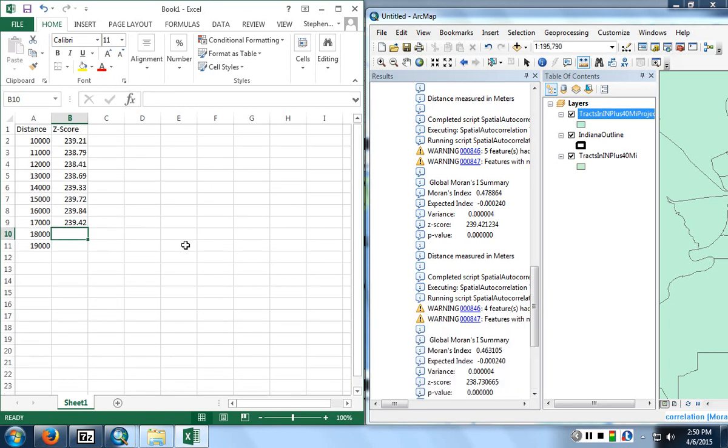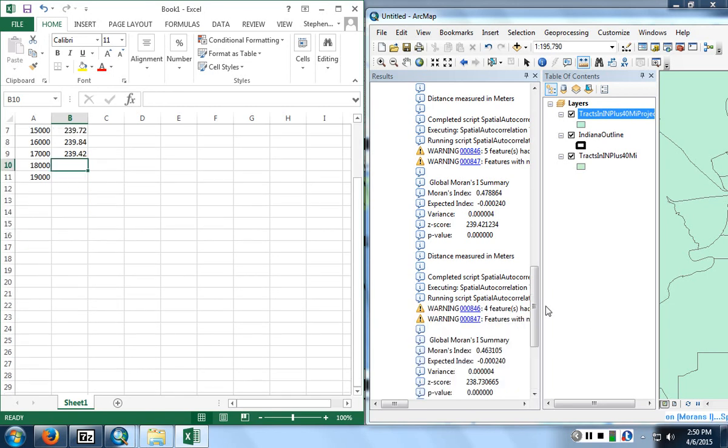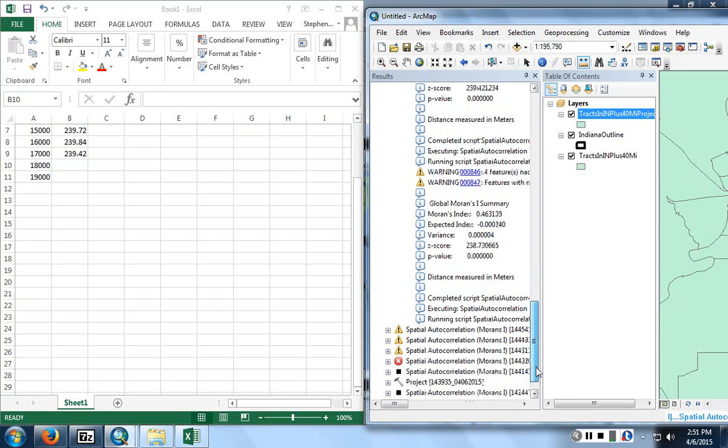So anyway, we would go on. Here's my 18,000, which has a z-score of 238.73. Well, I guess we'll wait for the last one. Now, why would I stop at 19,000 meters? Or why wouldn't I?